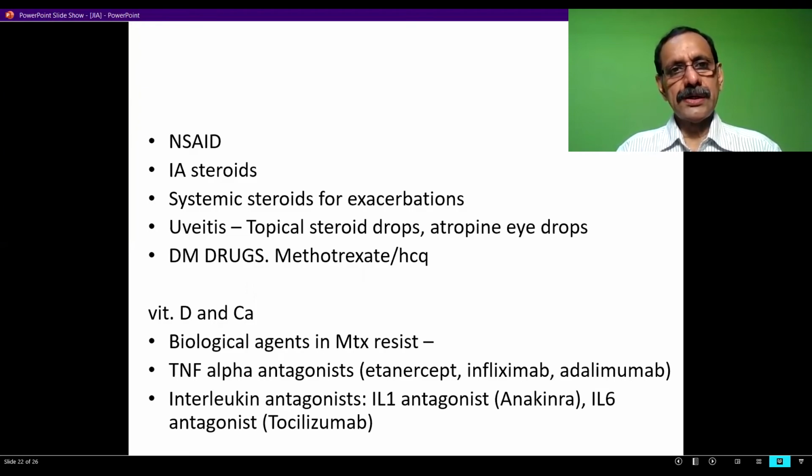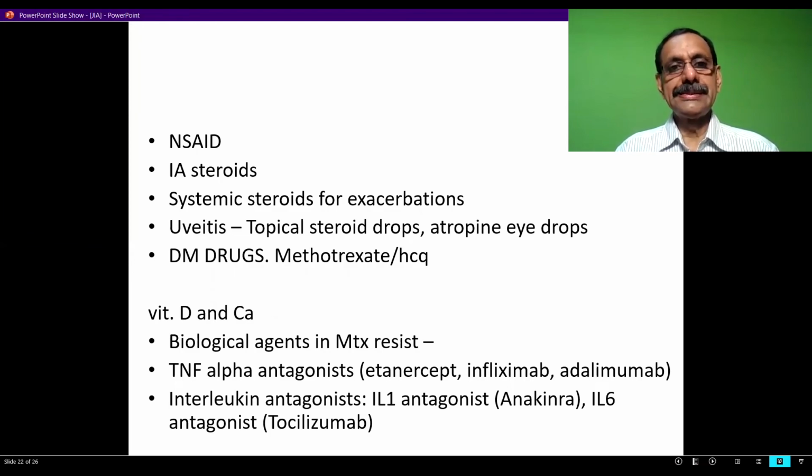Then if one or two joints alone are involved, intra-articular steroid will have a dramatic effect, because steroid is an anti-inflammatory far superior to any other drug. Then when there are exacerbations, we will need systemic steroid off and on. That can be given often, not continuously. Once you start steroid, you have to withdraw it. If there is uveitis, then you can use topical steroid and atropine drops.